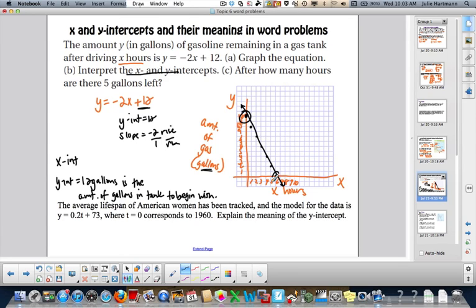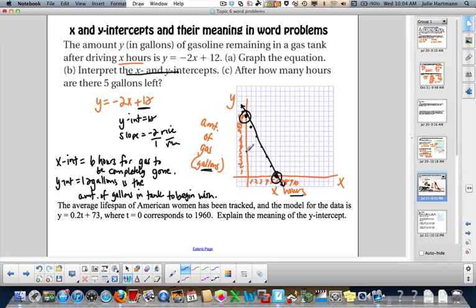Our x-intercept is 6. So 6, and that's dealing with hours. So 6 hours. And what happens after 6 hours? How much gas do I have? 0. So 6 hours for gas to be completely gone. And that's it.